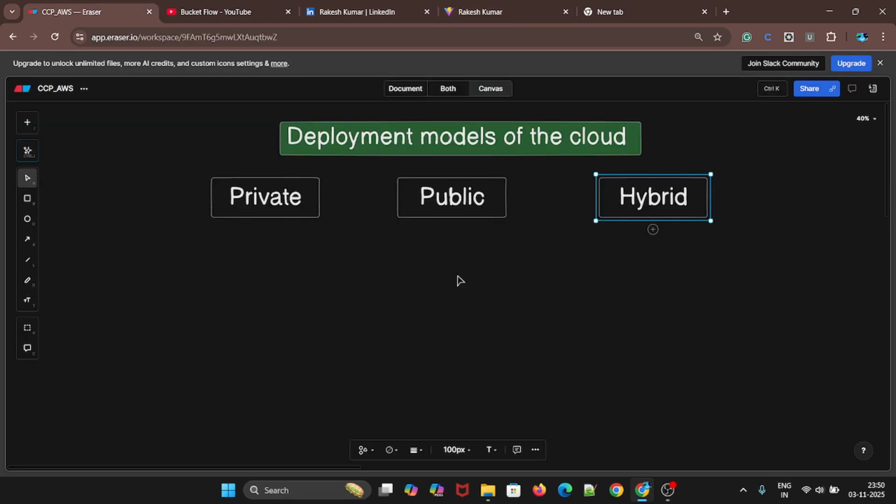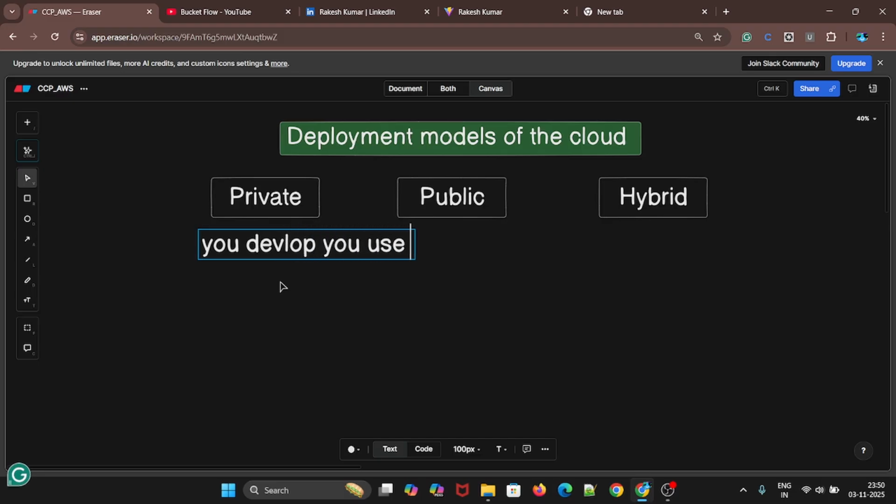Okay, let's get back to the topic. So today's topic is deployment models of the cloud. We have private cloud, public cloud, and hybrid cloud. What does a private cloud mean? So basically, you develop it and you use it internally for your team.